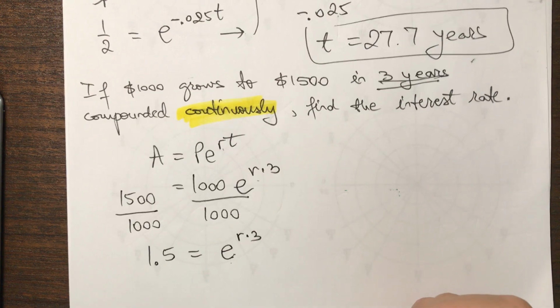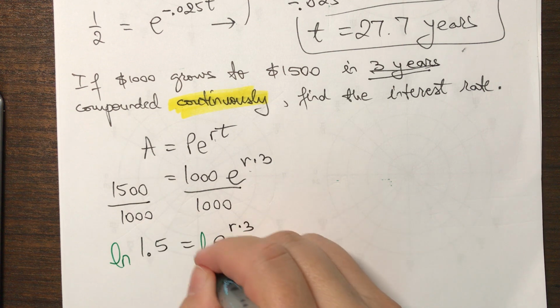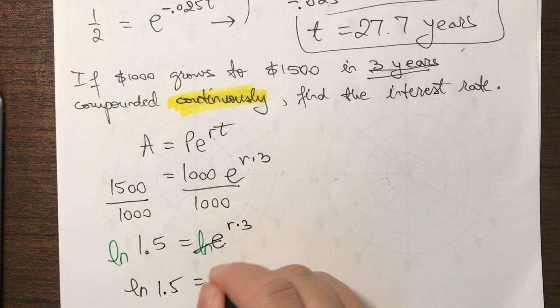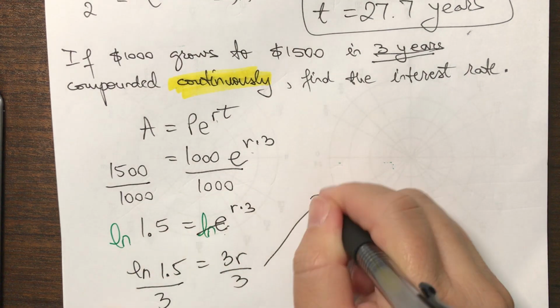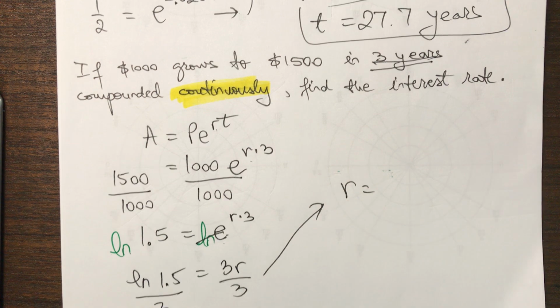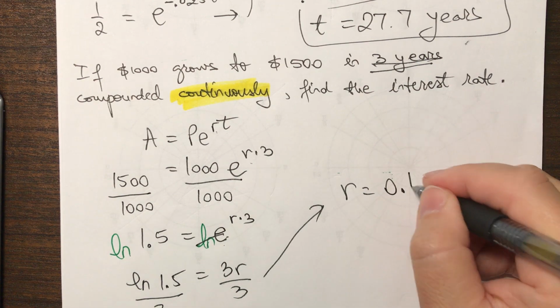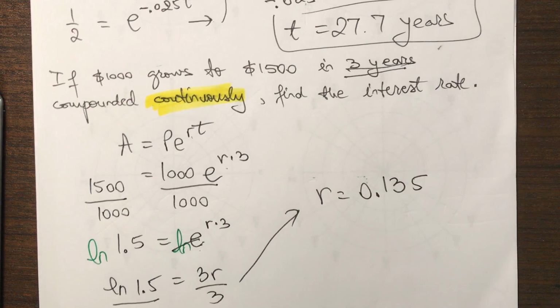I want to eliminate the e. How do I take away that base of e? So again, put a natural log over this natural exponential function. And the last thing to do is divide by 3. So I'm going to go over here. So r is going to equal ln of 1.5 divided by 3, which is going to be 0.135.